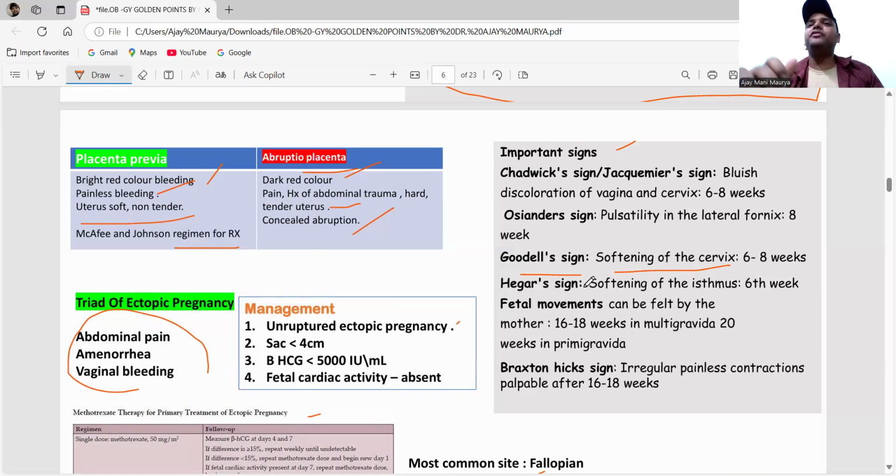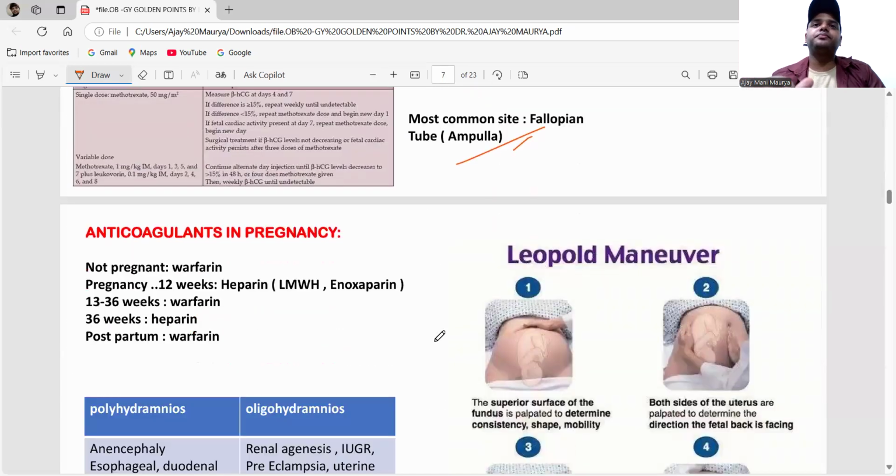Fetal movements can be felt by the mother at 16 to 18 weeks in multigravida and 20 weeks in primigravida. There is the Braxton Hicks sign: irregular painless contractions palpable after 16 to 18 weeks. Okay, done. Next one.